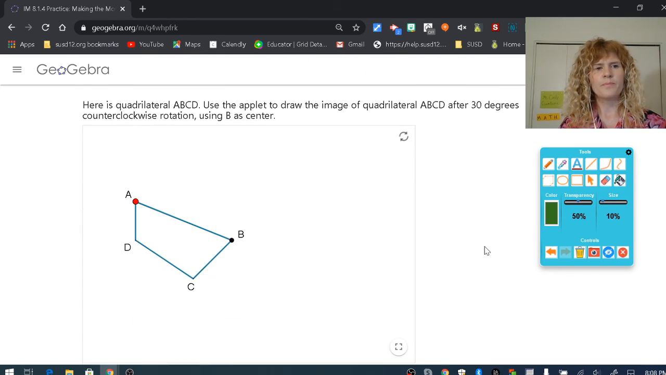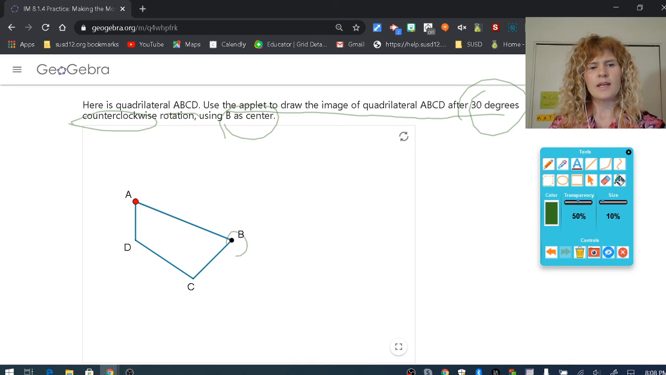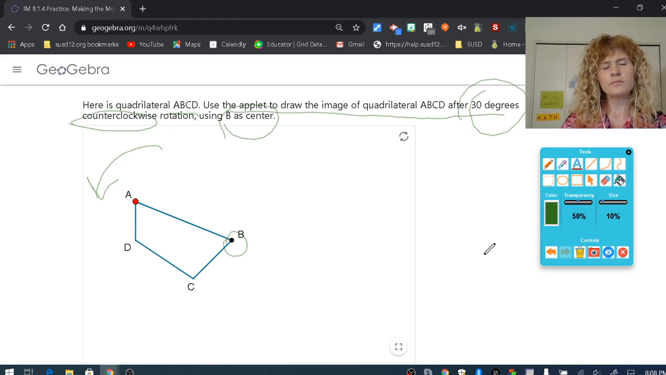Let's keep going. Here is quadrilateral ABCD. Use the applet to draw the image of quadrilateral ABCD after 30 degrees counterclockwise rotation using center B. Again, center B, but this time we are going counterclockwise and only 30 degrees.